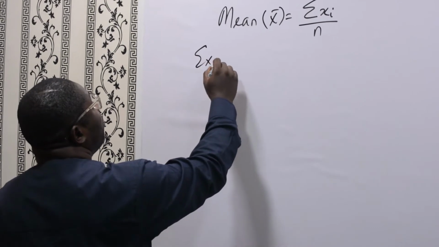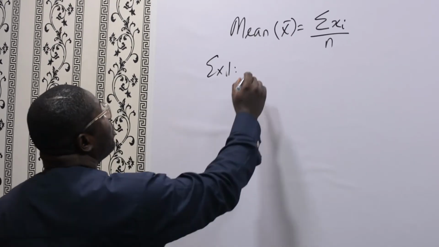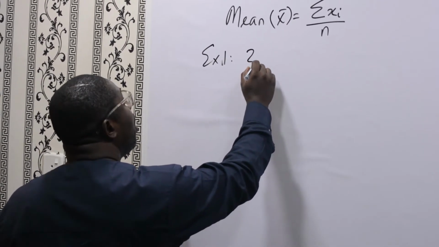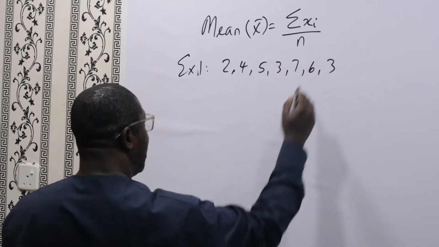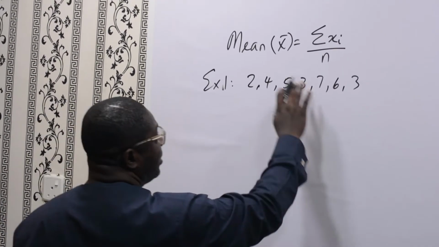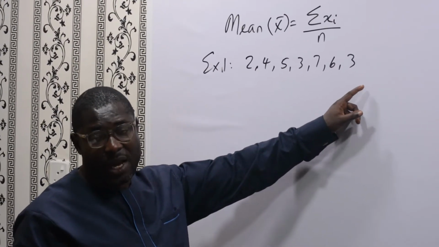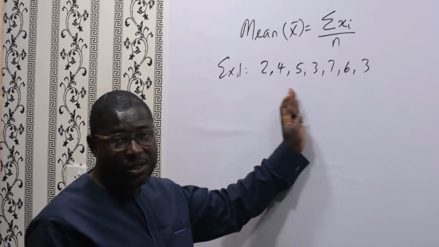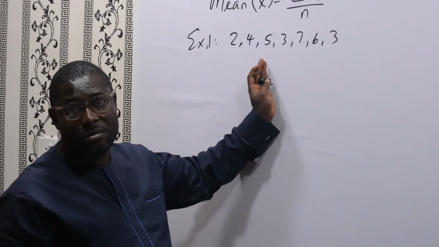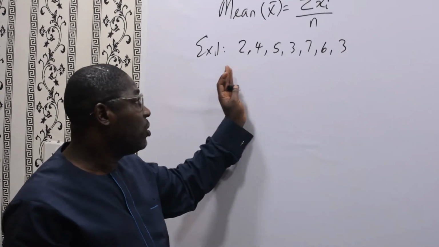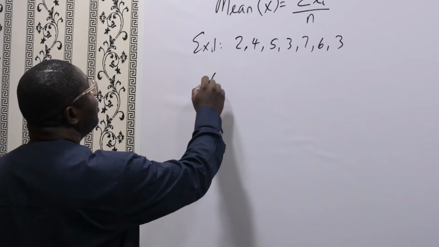Let's talk about example 1 here. Example 1 gives us figures such as 2, 4, 5, 3, 7, 6, and 3, and we're asked to find the mean of this distribution. Now, these values can represent anything. They can represent height, ages, salary levels, any values. But we're just using this hypothetical case here.